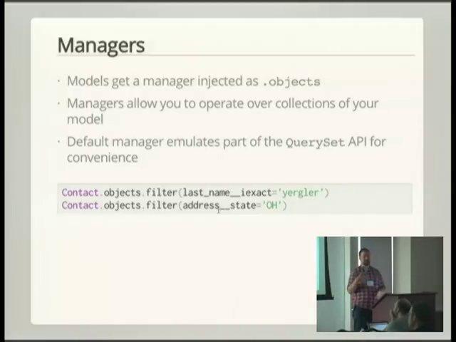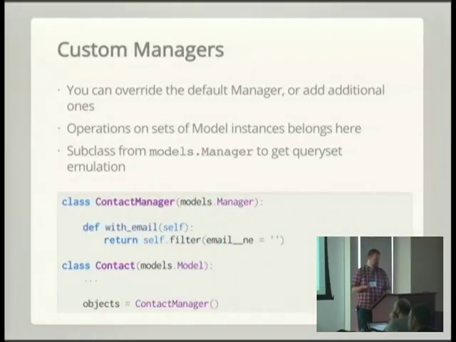So I could say address double under state, double under iexact is equal to lowercase OH, for example. Or there's set operators too. The Django queries documentation is actually quite good in terms of going through all these options. I just want to call out that these look like similar operations and they're not. Managers are the place you put stuff that operates over sets of your data, and you can override the custom manager if you're going to do this.